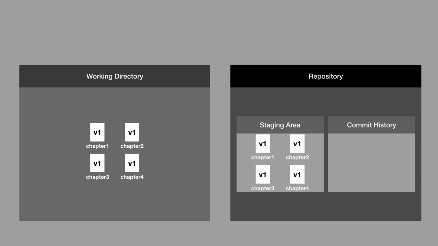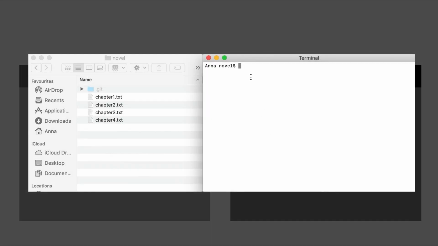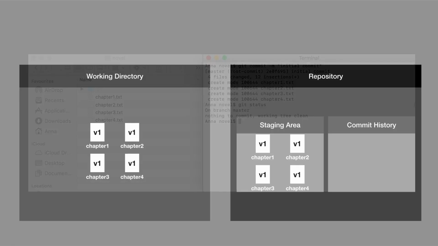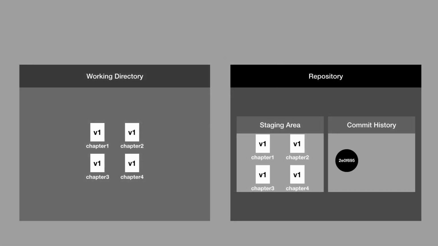Now let's just go and make our commit. We type git commit -m, pass in our message. Mine's just "initial commit." And we can see it gives us our commit hash. And if we type git status again, we can see that our working tree is clean. So there we go, there's our commit.